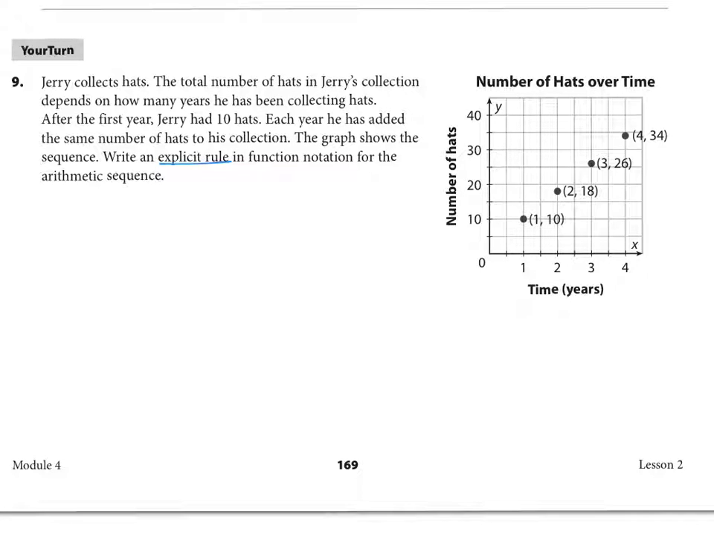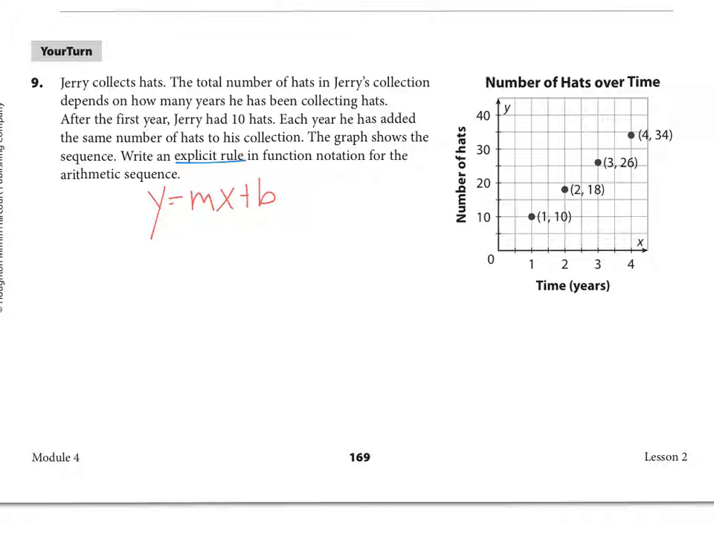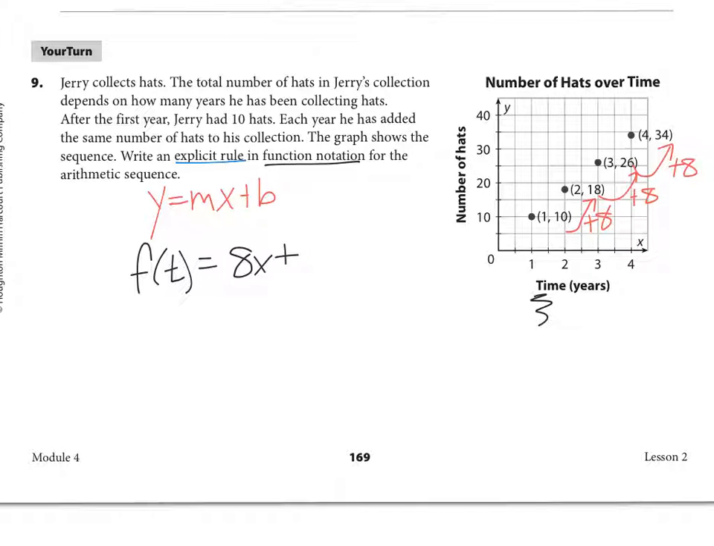So again, what I'm wanting is y equals mx plus b, m being my slope. So how much is it going up every time? So here I'm looking at my y values. Up 8, up 8, up 8. That's my slope. So again, it says in function notation, so f of, I'm going to say t because it's in time. F of t is 8x plus, now I need my zero term.